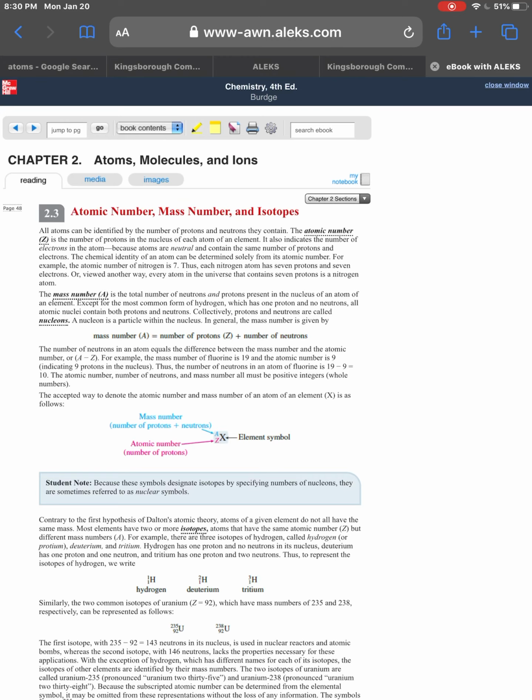That's going to be a whole number. So we're not going to have half of a proton or a third of a neutron. The mass number is a whole number, as is the atomic number.